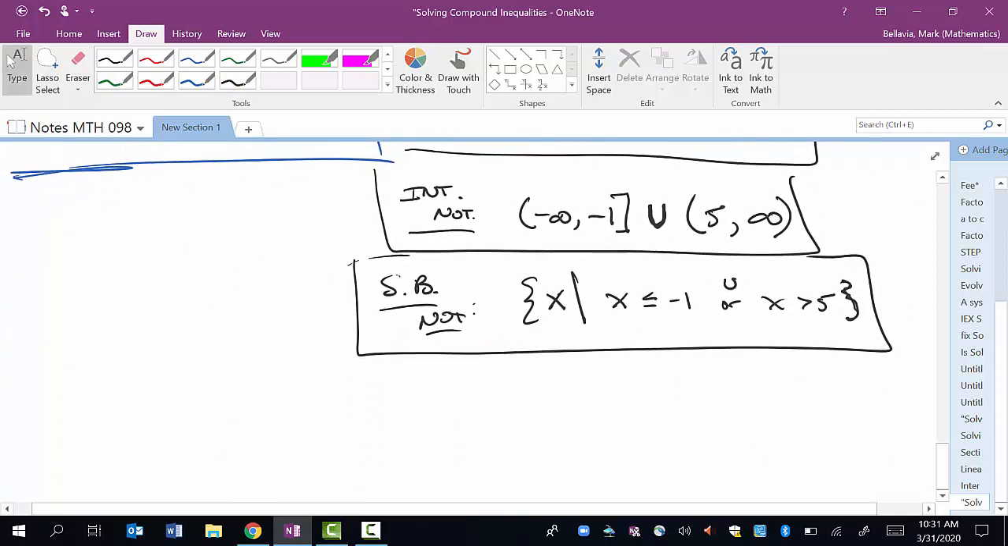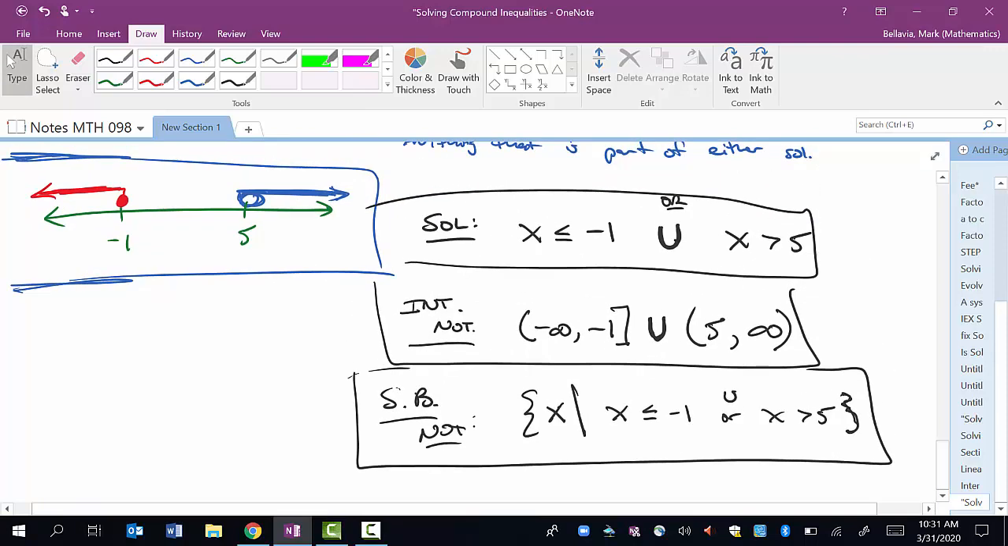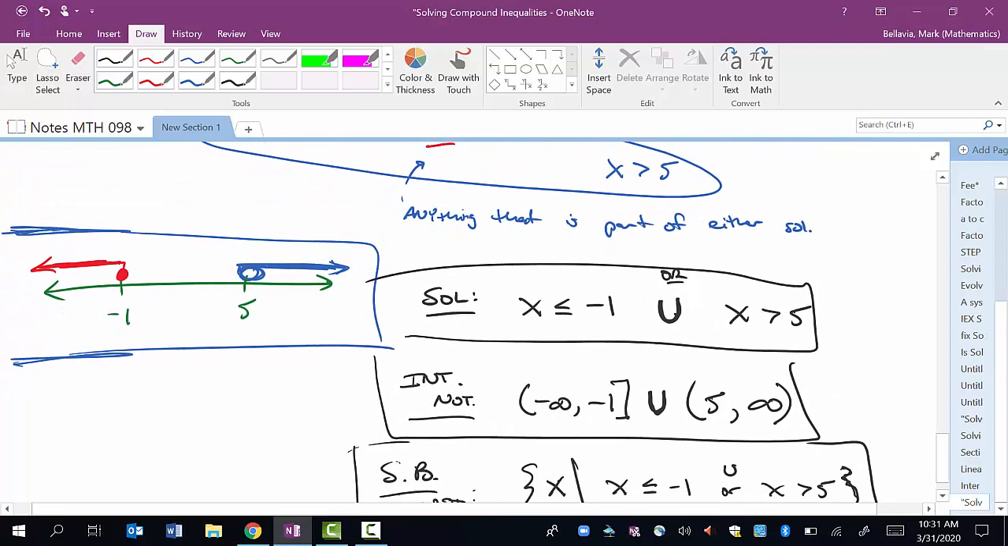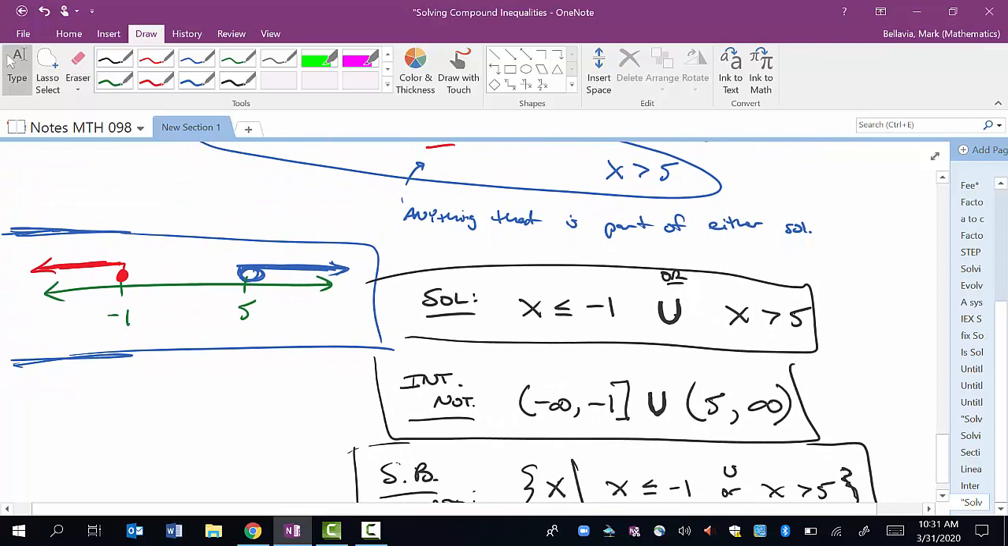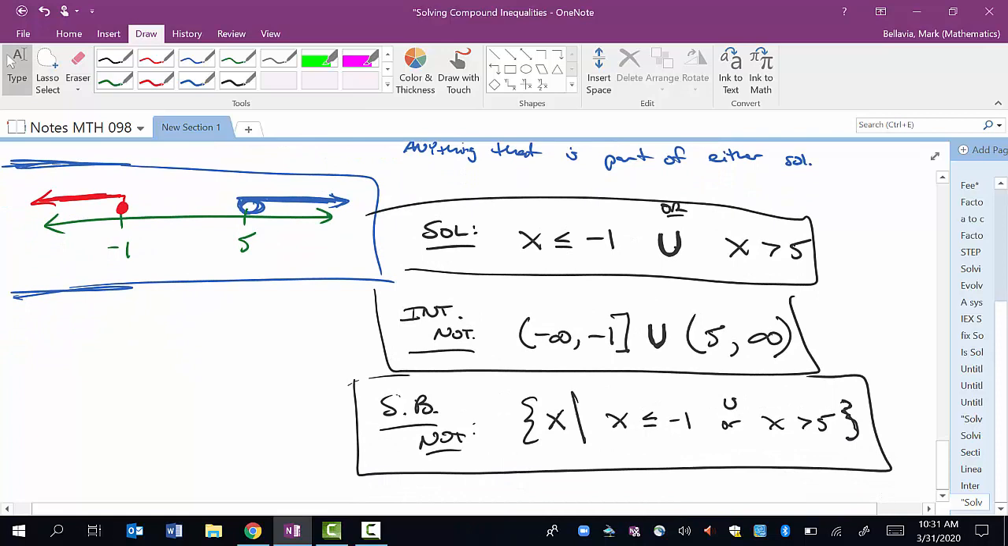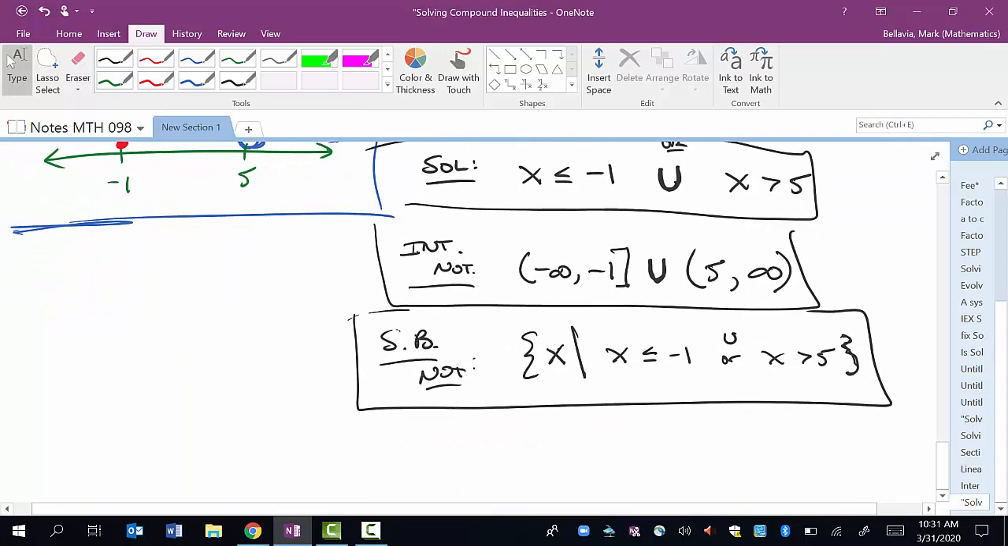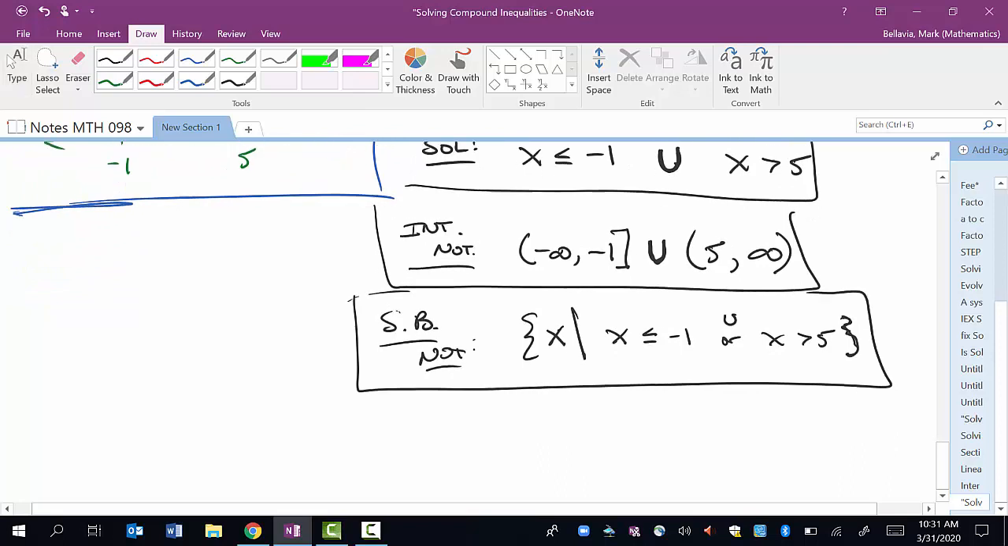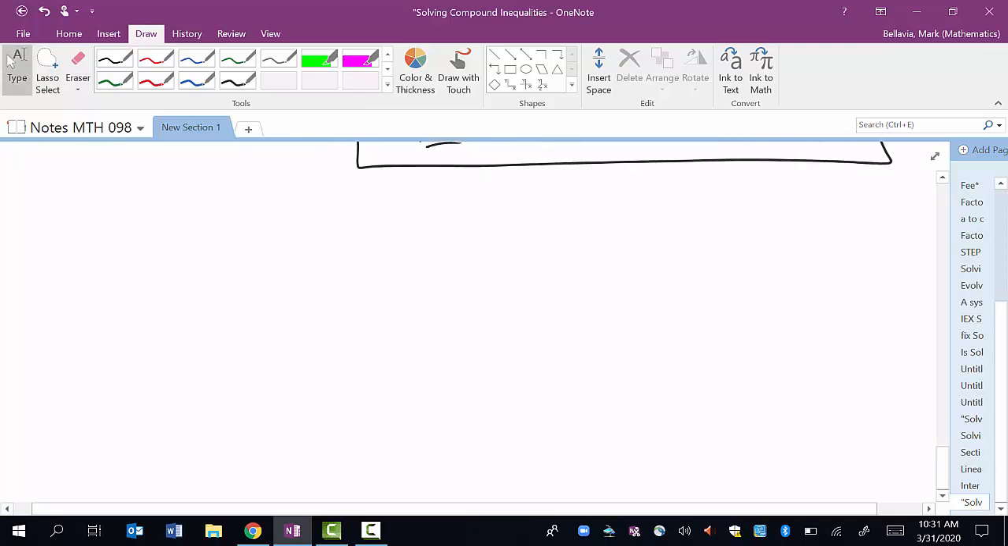So there's not a pattern involved in these. Sometimes people think it always has to be one way, it always has to be another way. Really pay attention to what you're trying to find. For OR, it's anything that was part of either solution needs to be included in your answer. For AND, it means anything that overlaps between the two solutions is your answer. So that's the difference between intersection, which is AND, and union, which is OR. Let's just take a look at one more example here.